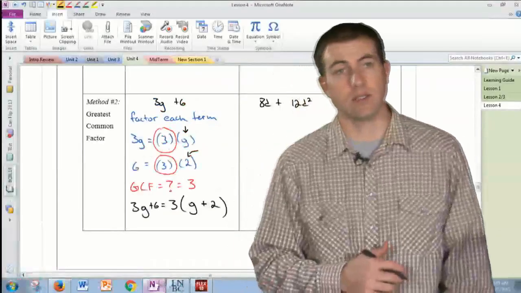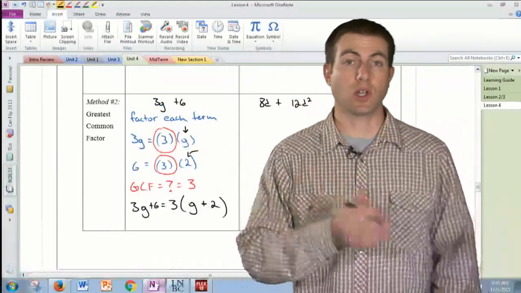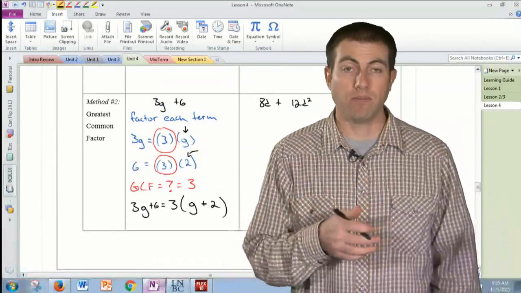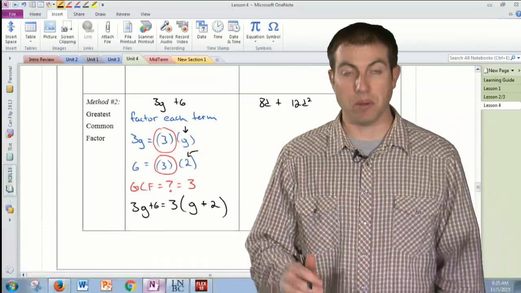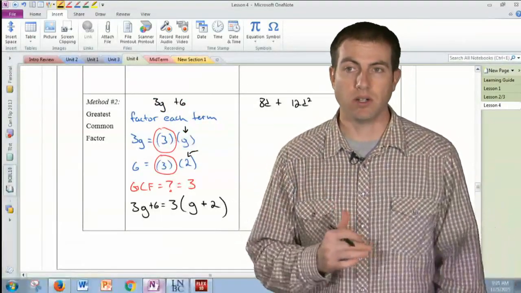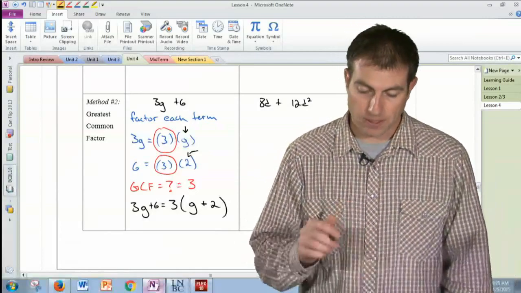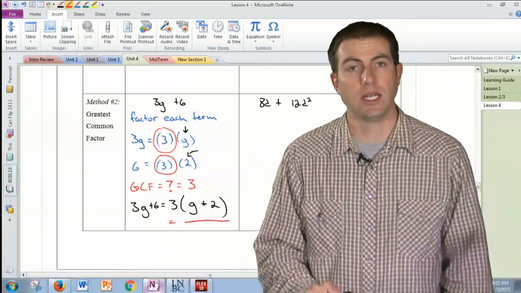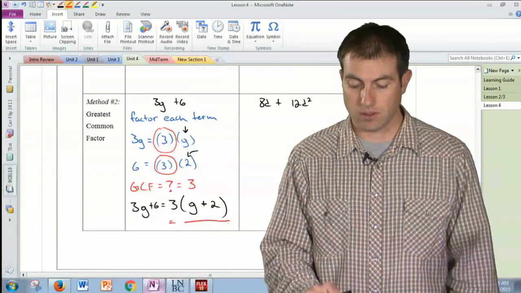So what I've done is I've just pulled out a 3 because the 3 was common. It was the greatest common factor between my two terms. I can pull it out and then just write it as a multiplication. Remember, factoring is the opposite of multiplication. I have to end up at the same spot I started with. It just looks different. So this is how I write it: 3 times g plus 2. And that is that factored.